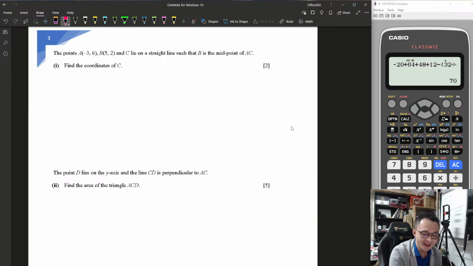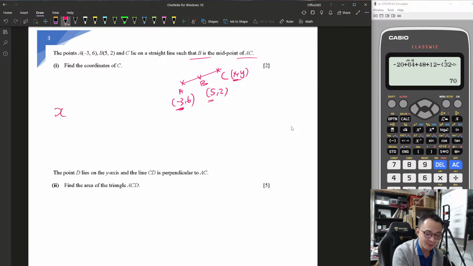Basically they say B is the midpoint of AC. So this is A, this is B, this is C. C is (X, Y), B is (5, 2), and A is (negative 3, 6). So negative 3 plus X divided by 2, I get 5, isn't it? So (X minus 3) over 2 equals 5. So X should equal 13.